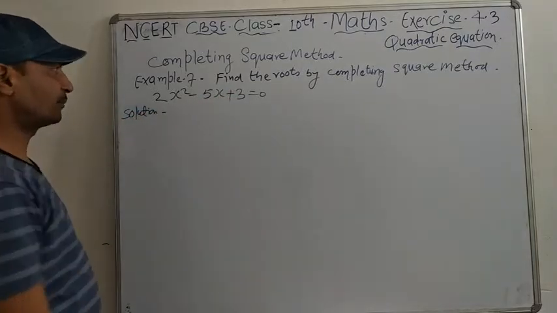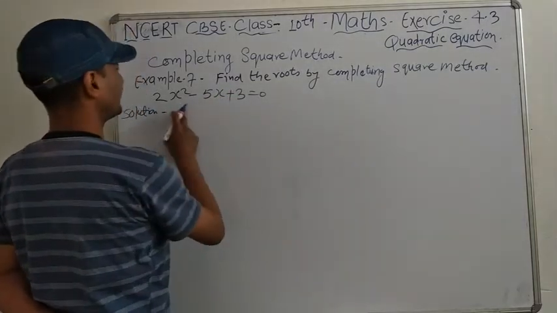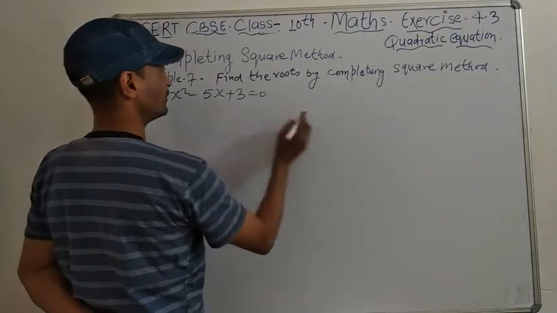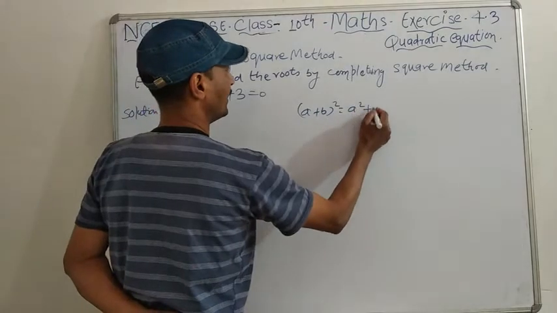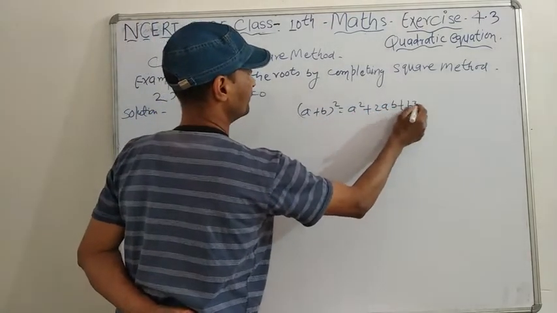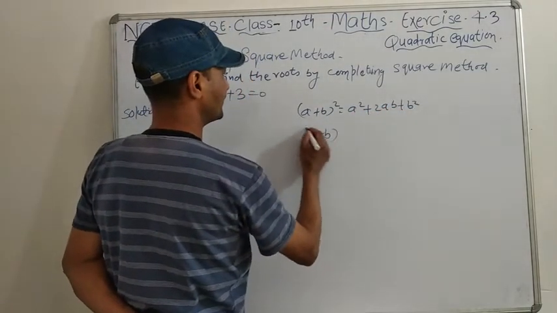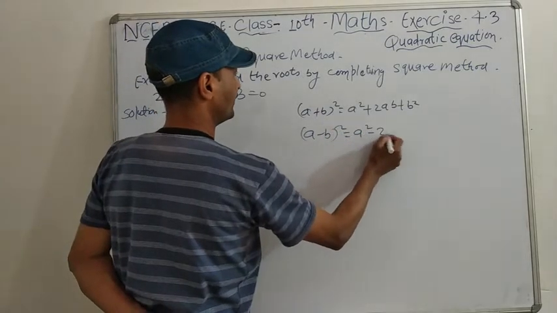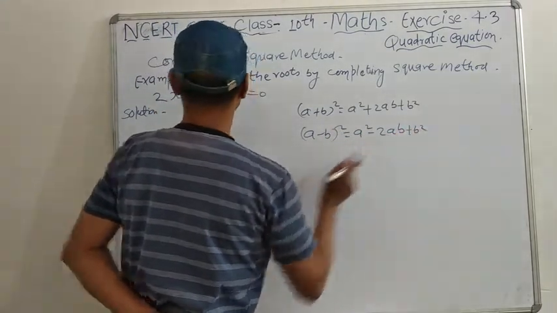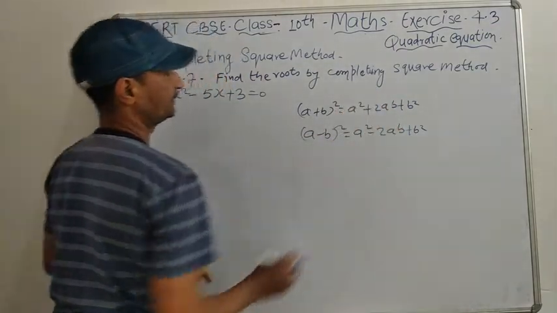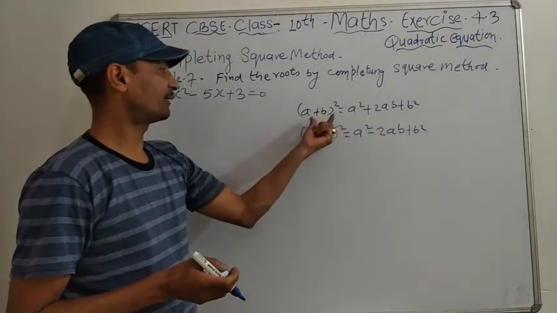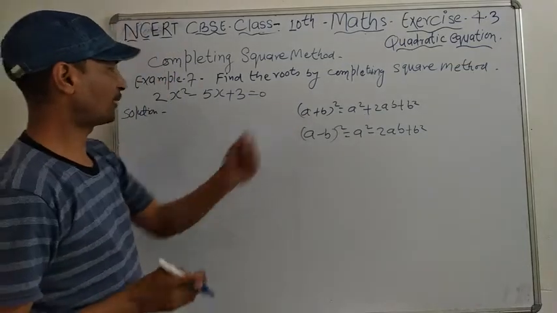What is completing the square? It means the expression must be of the form a plus b whole square, which is a square plus 2ab plus b square. Otherwise, a minus b whole square is equal to a square minus 2ab plus b square. These things should be like this. If it is given, we can write it like this.